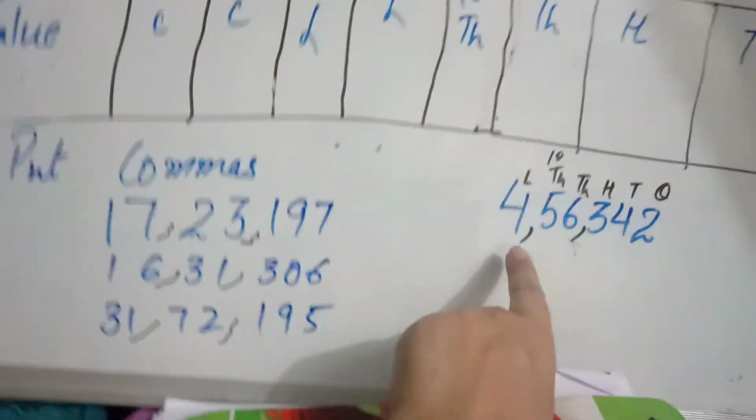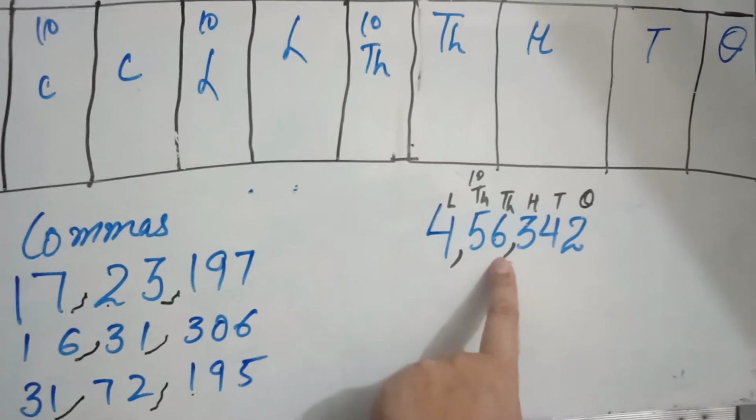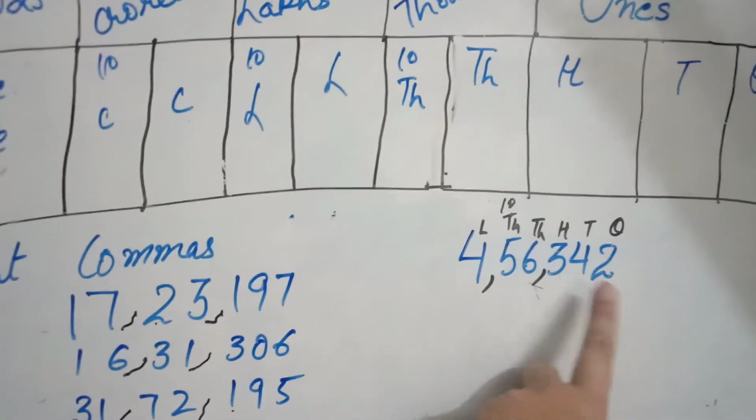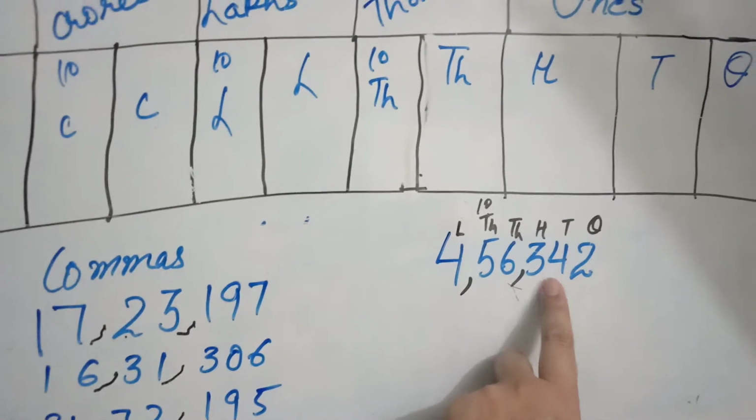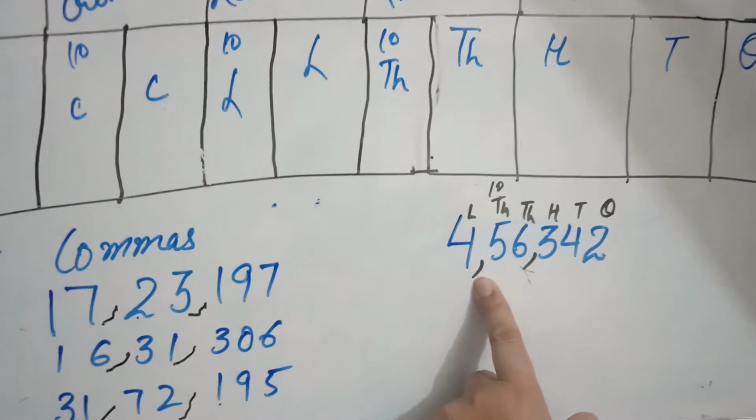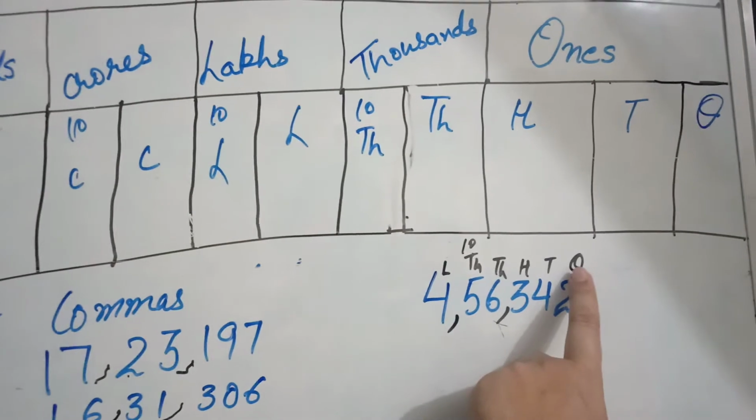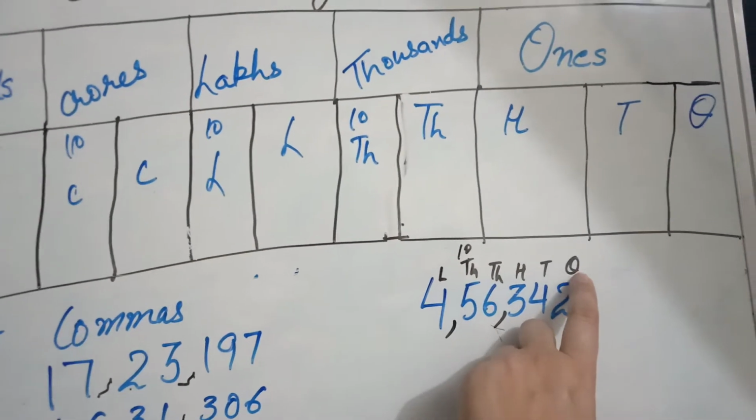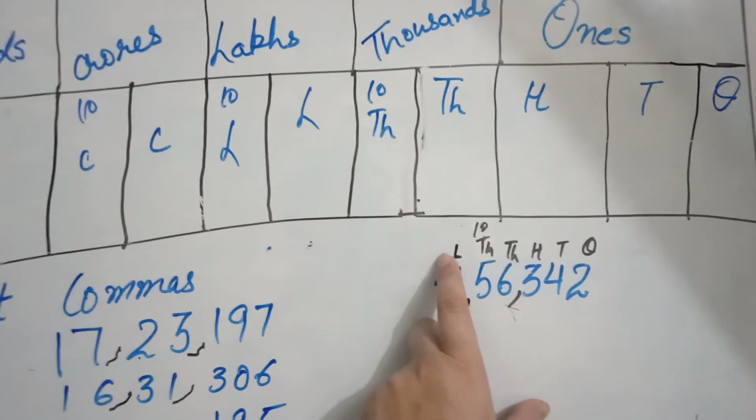Let's take another example. A number is written 456342. First step, to put commas to separate the periods. Ones, tens, hundred, comma, thousand, 10,000, comma. Now, as in addition and subtraction, we were writing the small place value chart on the statement. Similarly, we will be writing here ones, tens, hundred, thousand, 10,000, lakh.